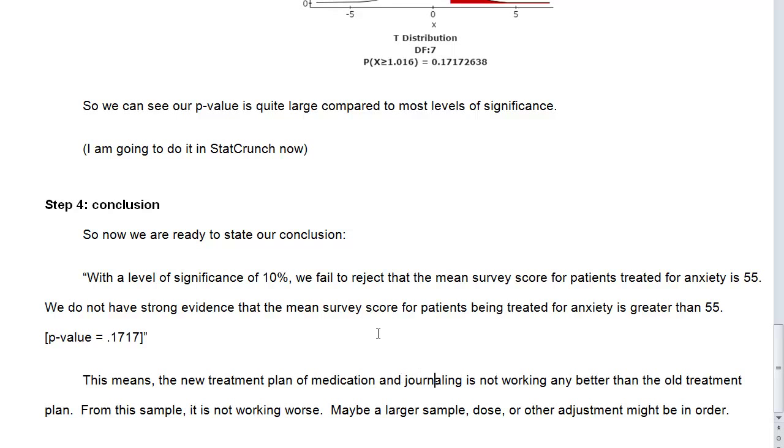Okay? So this is it. This makes us very happy. We're at the end. We have our conclusion. It really is just a few tweaks from the proportions.